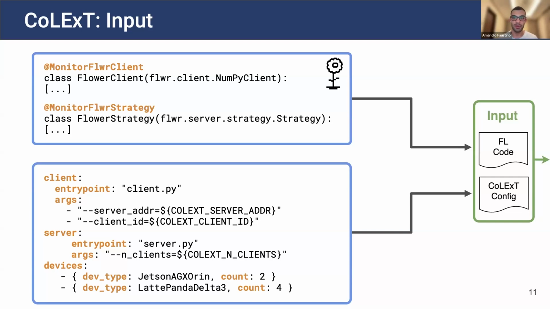And note also here that Collext, as part of the environment, exposes environment variables that you can use in the arguments, for example, the server address. So this is something that Collext will give you. And also, for example, if you need to know the number of clients, this is also something we provide as an environment variable that you can use in the configuration script for the entry point.